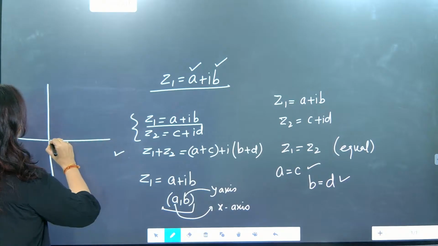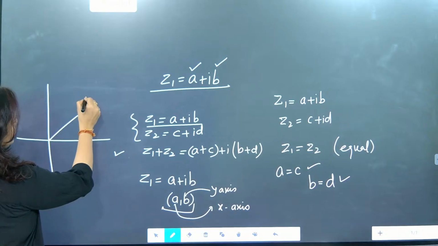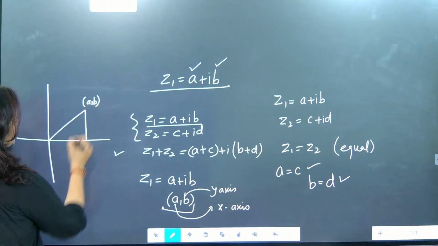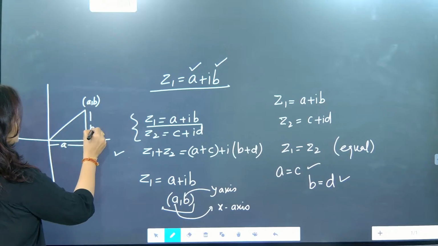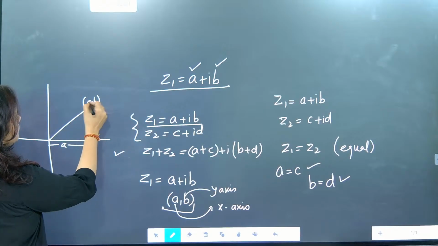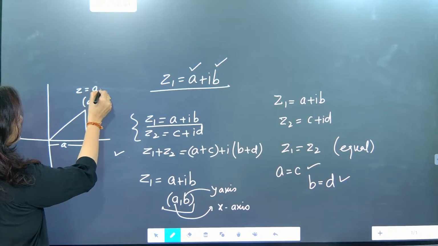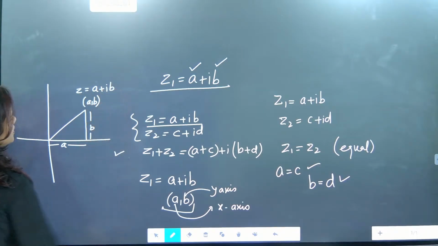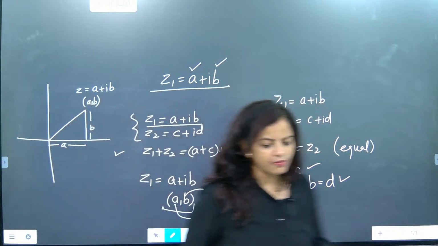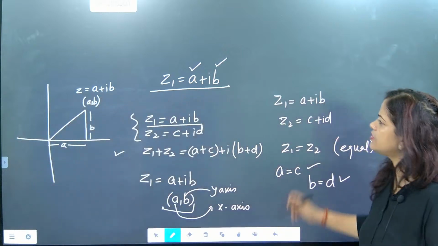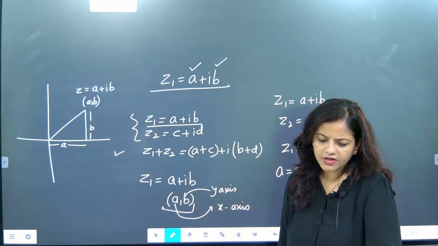So whenever we write any complex number, when I am writing a comma b, then this section will be considered as a, this section will be considered as b, and this representation will be written as a plus ib. Understood? So this is considered for the complex number. I hope you might have understood till here.